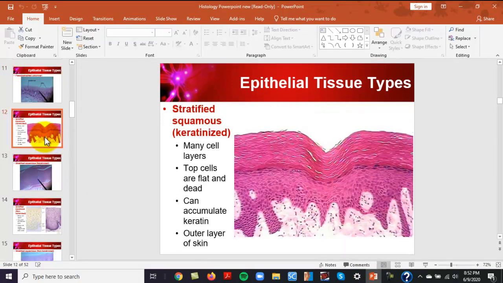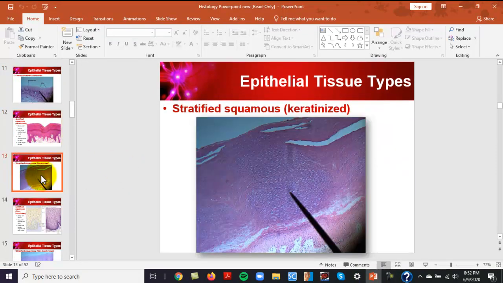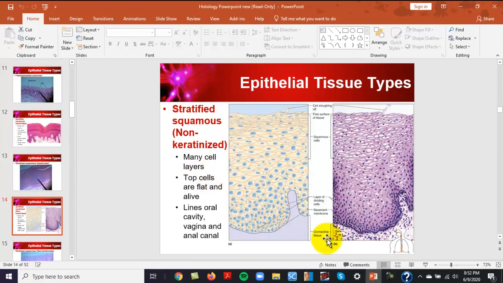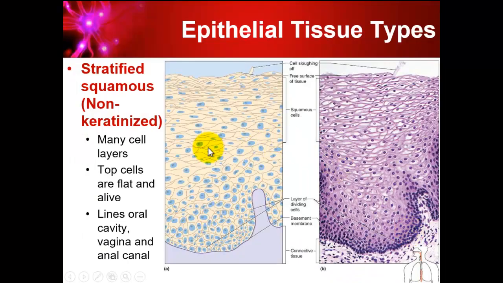So I'm going to go down. This is actually the keratinized, so I'm going to have to go down one more. So here is the non-keratinized stratified squamous epithelium. So see the multiple layers here, and they're flattening on the top. There's the basement membrane. You see that on the bottom. Same thing there. Flattened cells, and here they're round.